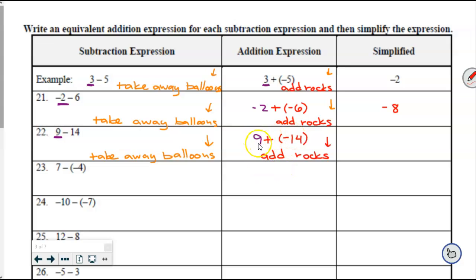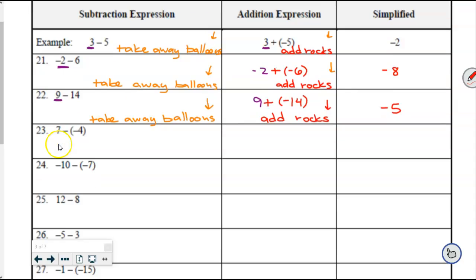9 balloons, adding 14 rocks. What's going to be happening to that basket? It's going down. How far down? The first 14 rocks, or excuse me, the first 9 rocks are just going to zero out these guys, leaving me with 5 more rocks, or negative 5.